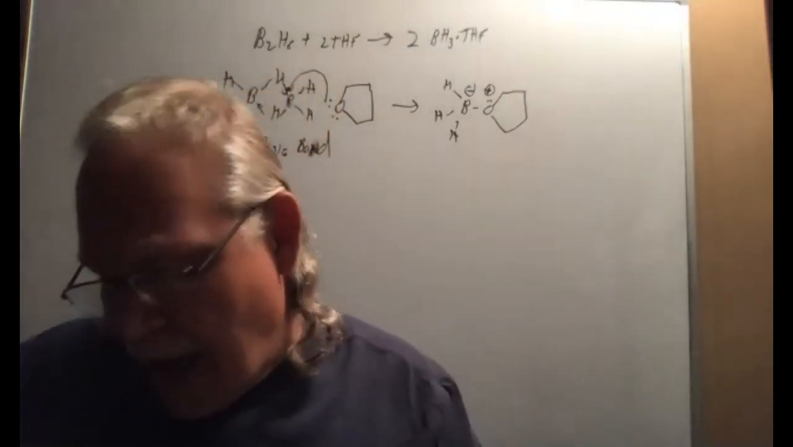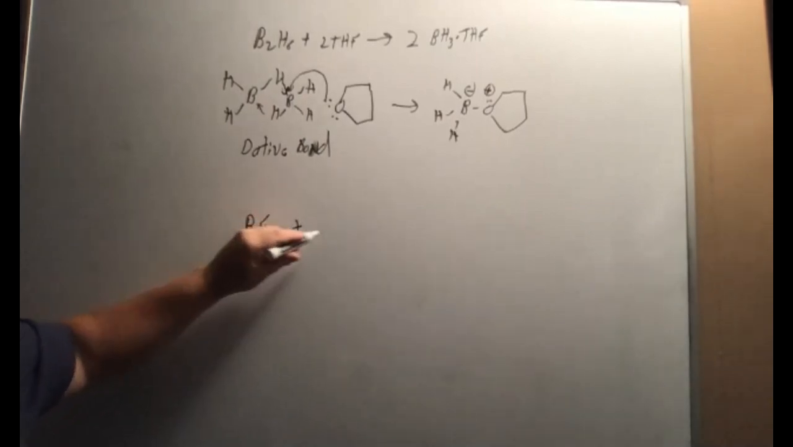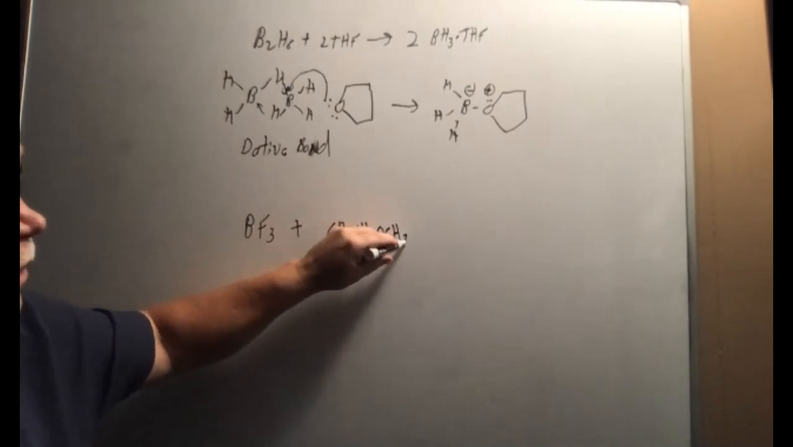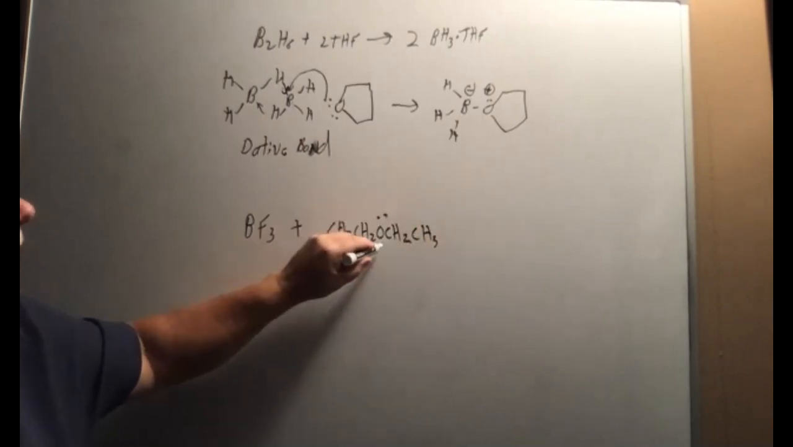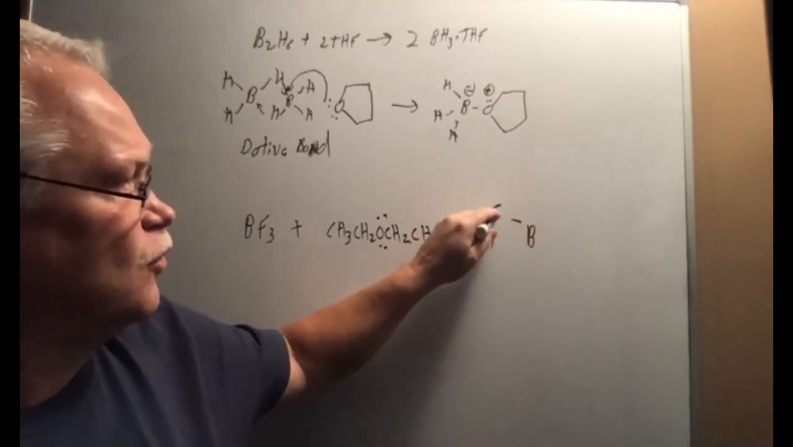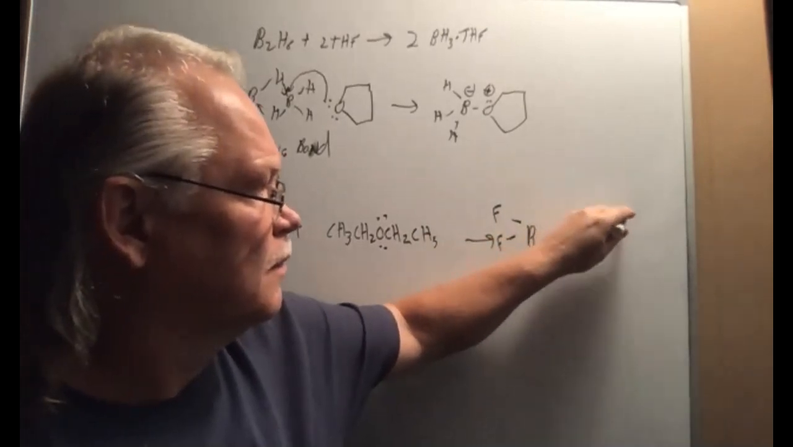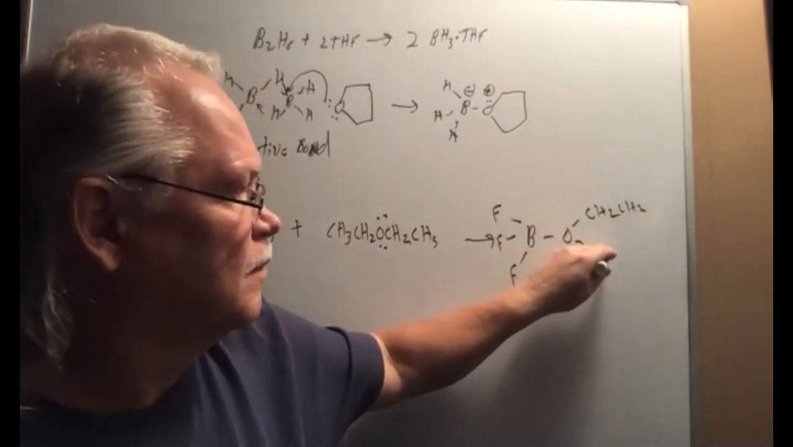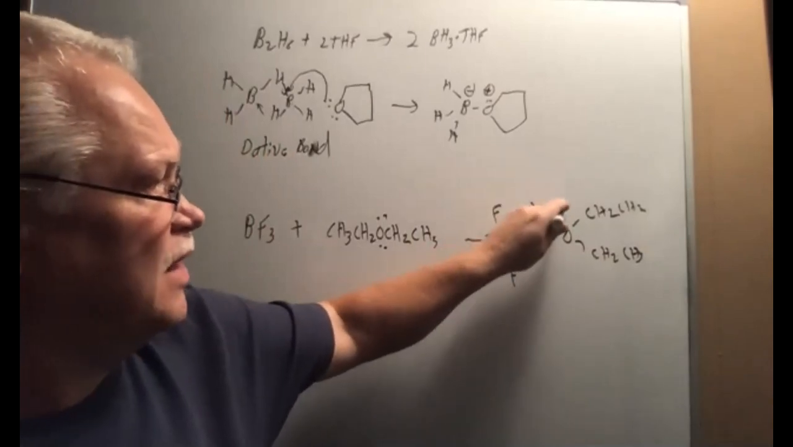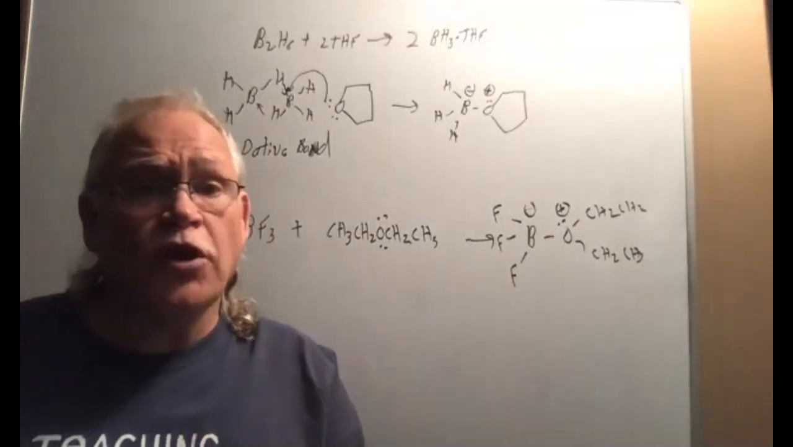Now, the second reaction we have here is that BF3 reacts with diethyl ether. And it does the same thing. The boron, having 3 fluorines on it, hooks to the ether, and does the same thing. The boron is negative and the oxygen is positive. Now, here's where the thought process comes in.